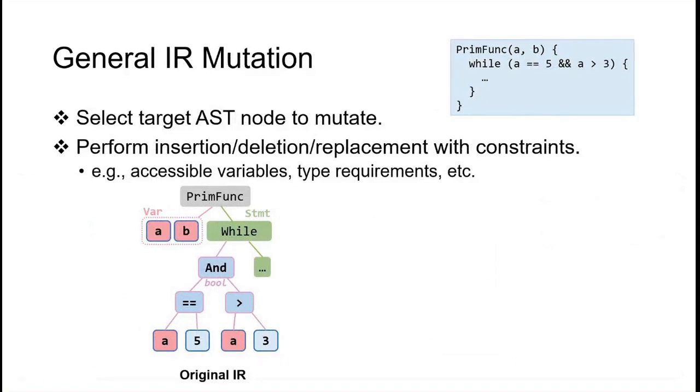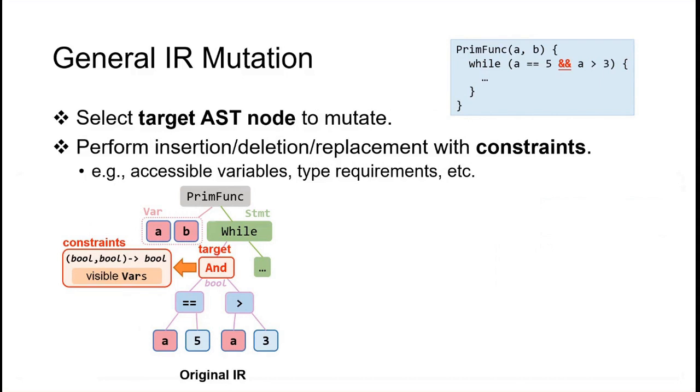We now introduce how to perform general-purpose IR mutations. In this step, we view an IR as an abstract syntax tree. The example here shows a function expression that consists of a simple while loop. To perform mutation, we first randomly select an AST node as a mutation target. We also collect its corresponding constraints, including type constraints and variable visibility. Those constraints are used in later mutation to preserve the compile-time validity of the mutants, so that the mutants can often be successfully compiled. Next, we can perform three types of general IR mutations, including insertion, deletion, and replacement.